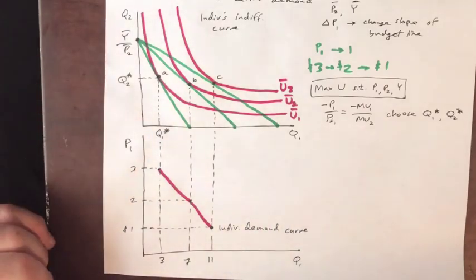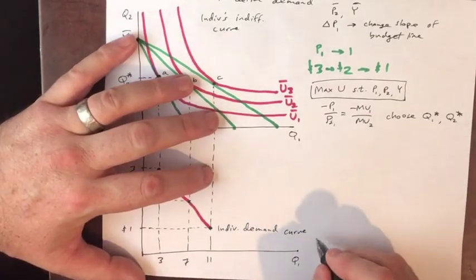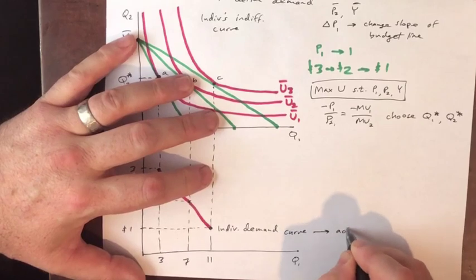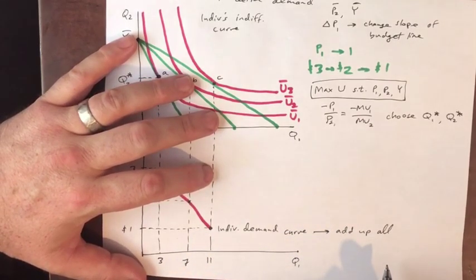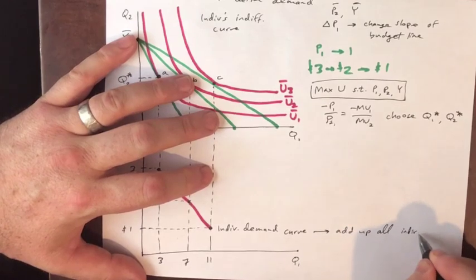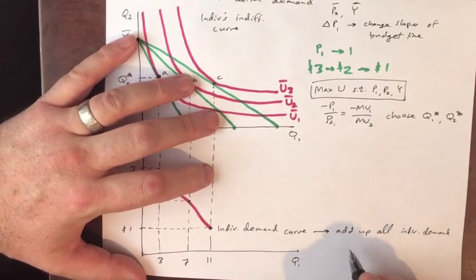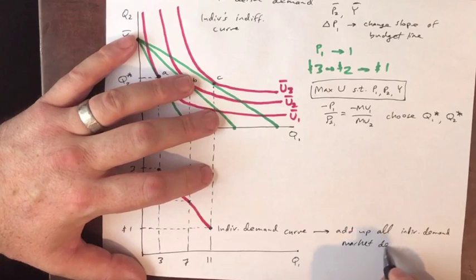But of course, we're interested in the whole thing, not just one individual. But here's how we do it, okay? We're going to add up all of these individual demand curves, add up all the individual demand, and that will give us the market demand curve.